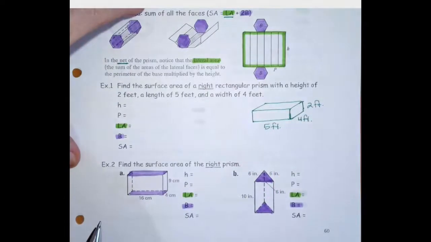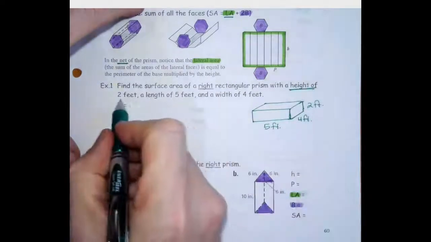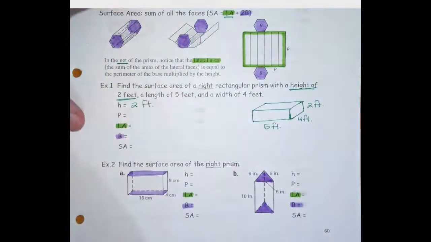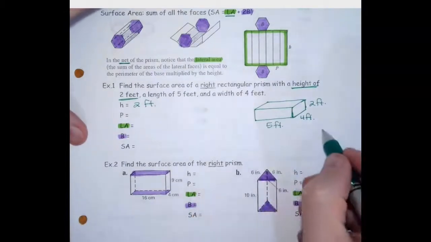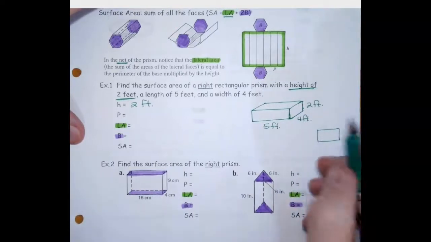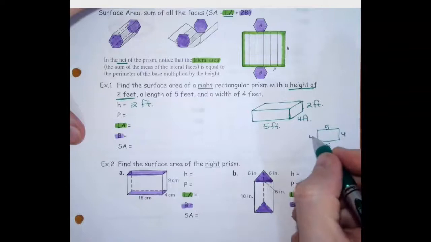So the main thing here is usually when we test this, we give you a picture, so it won't be a big deal. But we want to go by the height. It says the height is 2 feet, so we're going to put 2 feet right here. Now the perimeter of the base is a rectangle. If you want to emphasize that even more, you could draw it from the top looking down. And so we can say that these are both 5 and these are both 4.